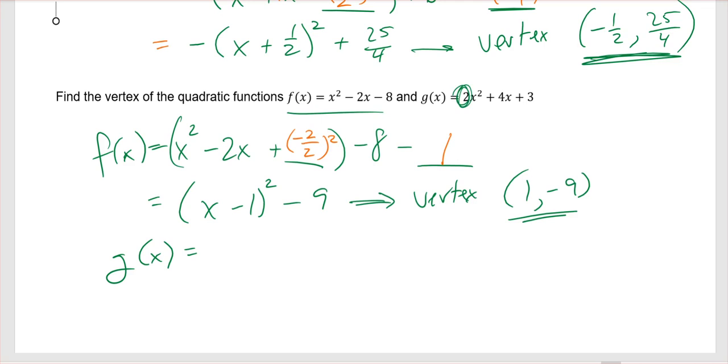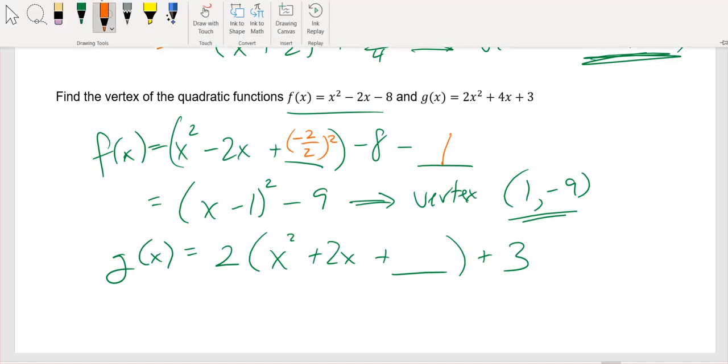Okay, so let's do the same thing with g here. This is going to be troublesome, right? We want to have a coefficient of 1 in front of that x squared term so we can complete the square. So let's factor that 2 out of the x stuff. So we got x squared plus 2x plus, we're going to add something. We got that 3 hanging out.